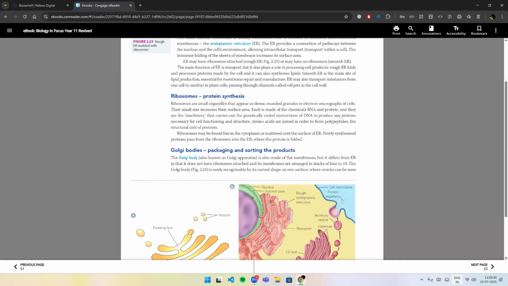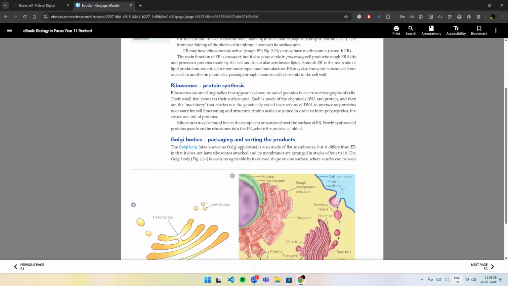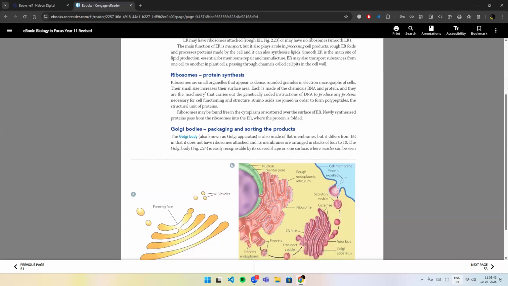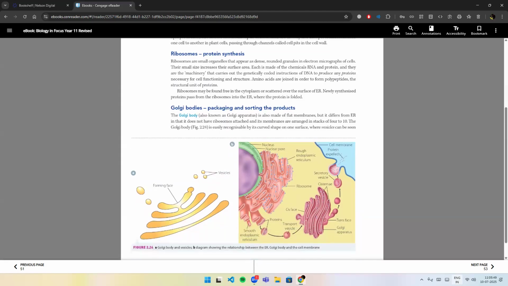Rough ER folds and processes proteins made by the cell, and it can also synthesize lipids. Smooth ER is the main site of lipid production, essential for membrane repair and manufacture. ER may also transport substances from one cell to another in plant cells, passing through channels called cell pits in the cell wall.